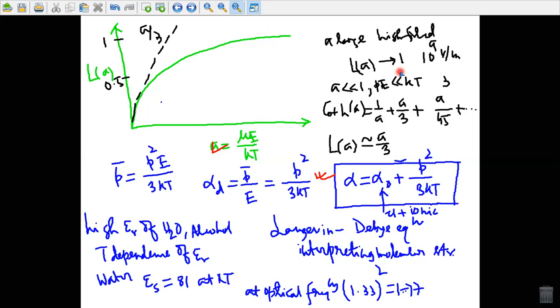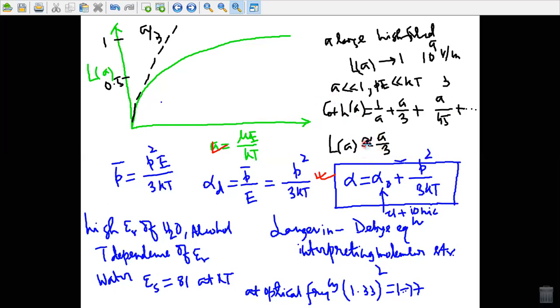So for small values of a, that is when E is less and T is high, we have coth a as 1 upon a plus a by 3 minus a cube by 45, and neglecting the higher order terms, the most significant term is a by 3. So actually, in order to approach the value of L(a) to be unity at room temperature, a field strength of about 10 to the power 9 volt per meter is required.